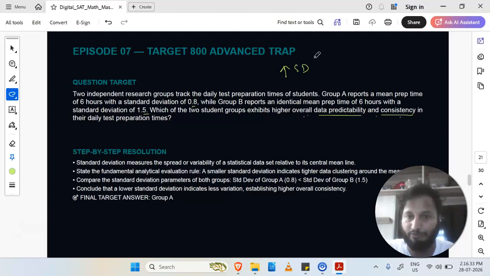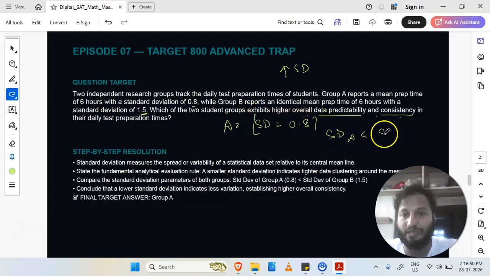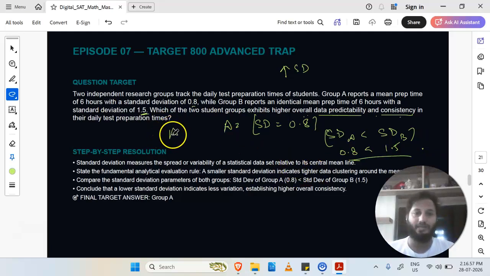So which of the groups is giving the higher standard deviation? Group B. So B is less predictable, less reliable, and less consistent. So more consistent will be group A with a standard deviation of 0.8, because the standard deviation for group A is less than the standard deviation for group B. Correct? So A is more consistent and predictable and reliable. So this is how you use the stat terms like mean, median, and other things in real life problems.